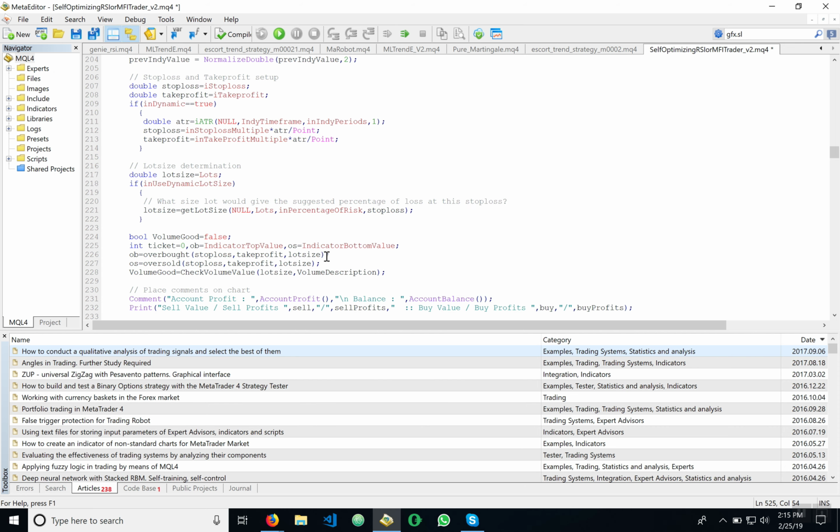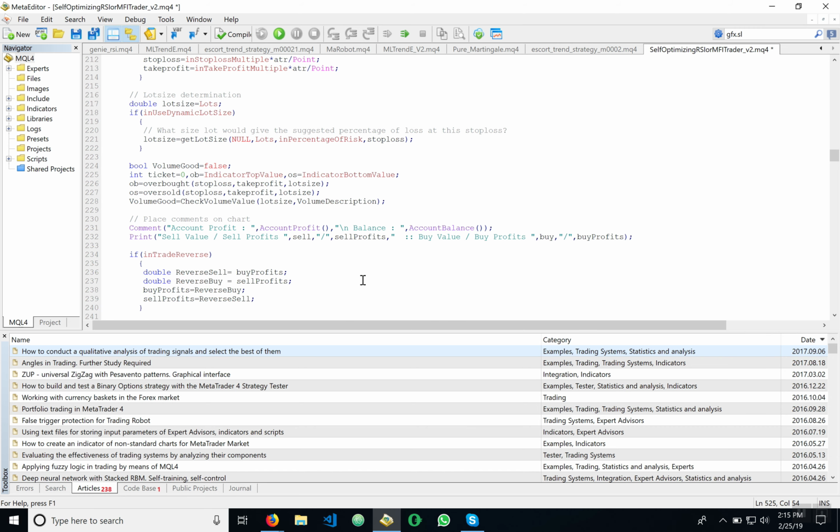Now, second of all, this part here determines the lot size. What this does is set the lot size based on a percentage of the stop loss. Now, moving on.